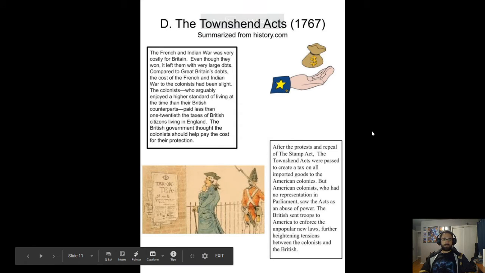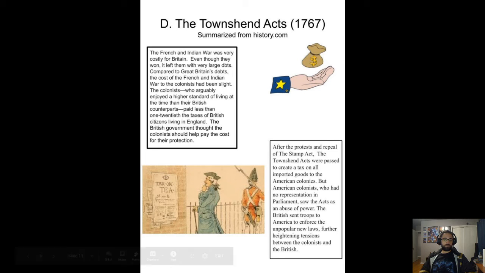This is summarized from history.com. It says, the French and Indian War was very costly for Britain. Even though they won, it left them with very large debts. Compared to Great Britain's debts, the cost of the French and Indian War to the colonists had been slight. The colonists, who arguably enjoyed a higher standard of living at the time than their British counterparts, paid less than 1/20th the taxes of British citizens in England. The British government thought the colonists should help pay the costs for their protection.